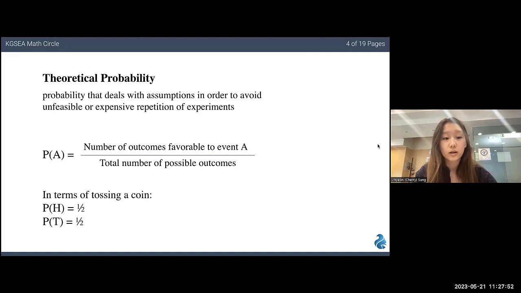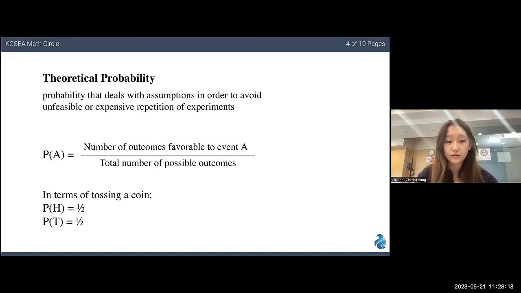Theoretical probability is the probability that deals with assumptions in order to avoid unfeasible or expensive repetition of experiments. What this means is that we're trying to be more efficient in terms of finding probability. For example, if you have to conduct an experiment that requires you to spend a lot of money or a lot of time, this would be inefficient. Therefore, you'll find theoretical probability instead.